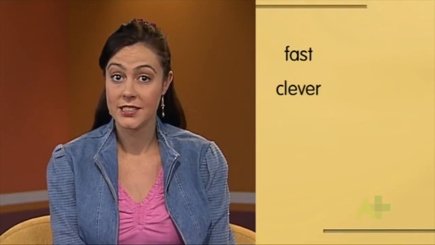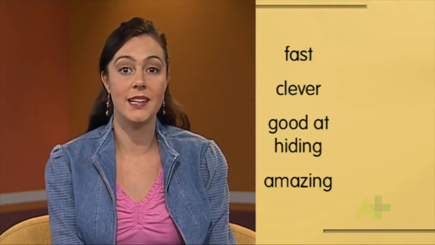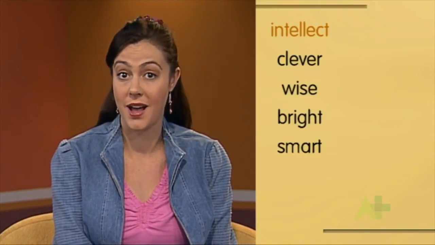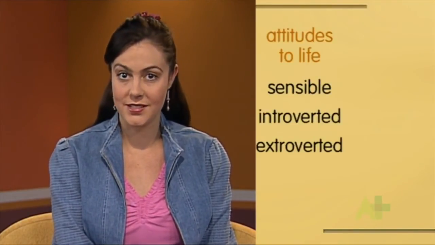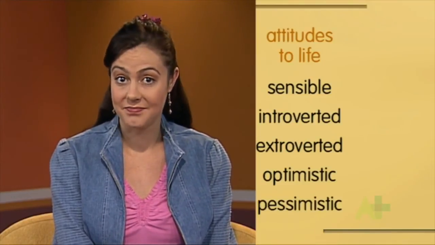He describes the octopus as fast, clever, good at hiding, and amazing. When we are describing someone or something, it's a good idea to make a list of headings to help organise the description. We can talk about intellect. A person might be clever, wise, bright, smart, foolish, or even stupid. We can also talk about a person's attitudes towards life. We could say a person is sensible, introverted, extroverted, optimistic, or pessimistic.